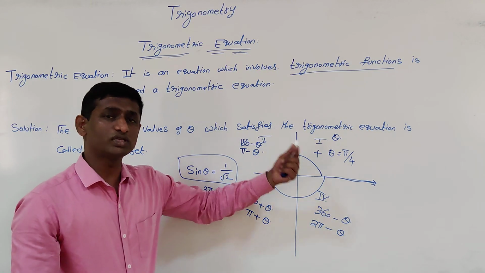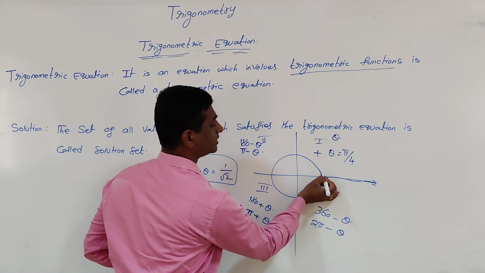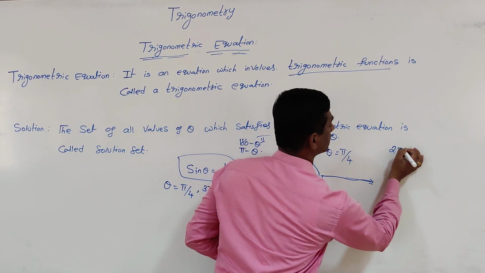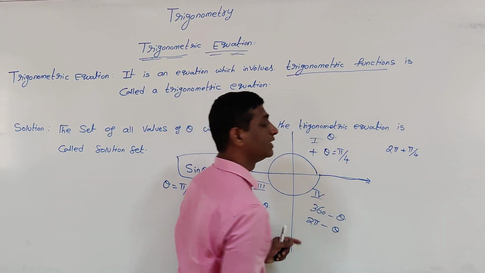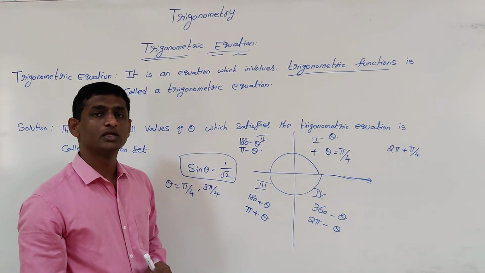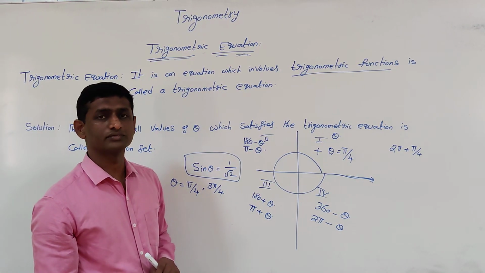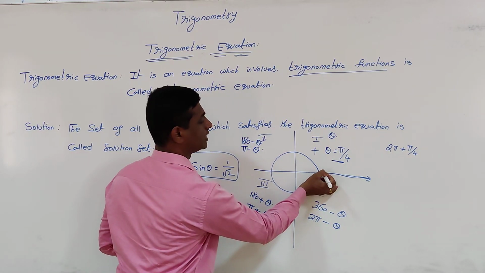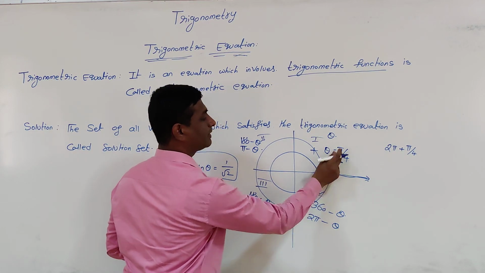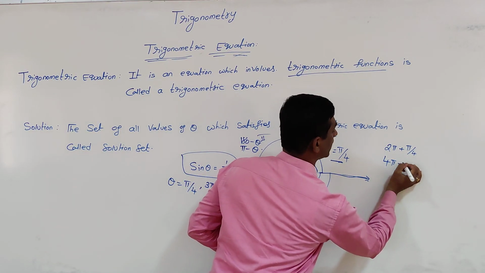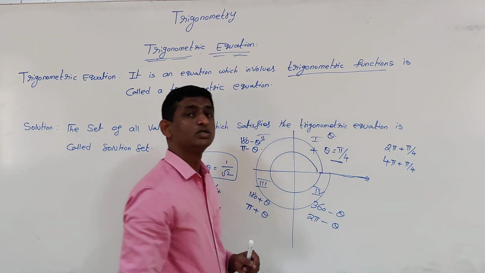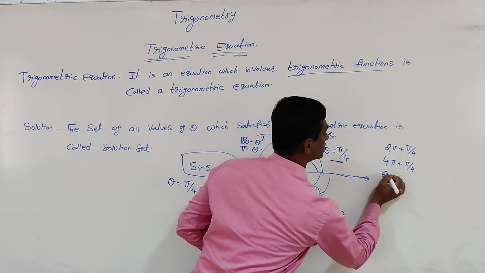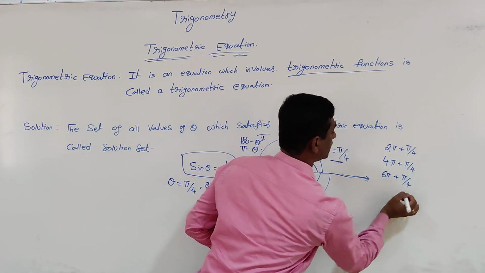If I go for one more cycle, again this is 2 pi, so 2 pi plus pi by 4 is also a solution. Similarly, we'll go for 2 pi again, it will be 4 pi plus pi by 4, which is also a solution. If we rotate one more time, it will be 6 pi plus pi by 4, which is also a solution.